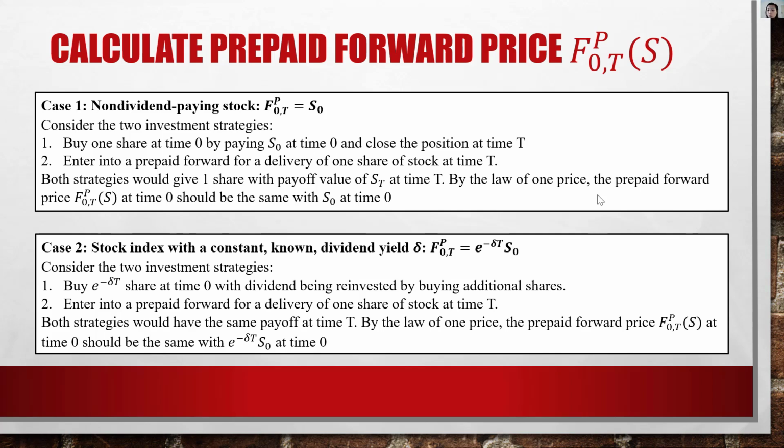And by the law of one price, the prepaid forward price at time 0 should be the same as e to the negative delta T times S0 at time 0. Remember at time 0, we buy e to the negative delta T shares, and each share is priced at S0. So the amount that we have to pay to buy e to the negative delta T shares is e to the negative delta T times S0. S0 here represents the price of one share. And e to the negative delta T here is the number of shares that we buy. So at time 0, we have to pay e to the negative delta T times S0. And by the law of one price, it should be the same as F0T prepaid of S at time 0. So that's why we have the second formula.